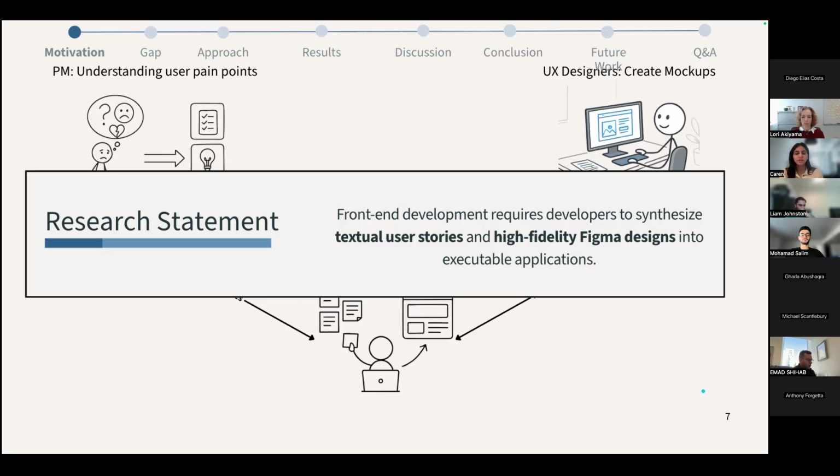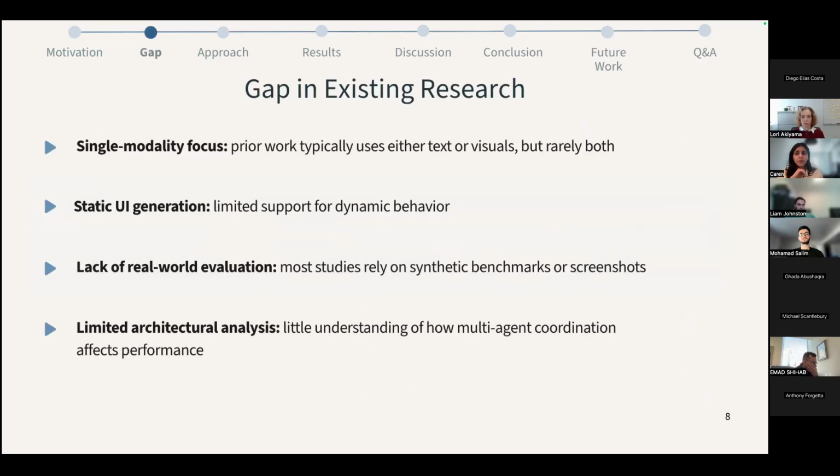Developers must mentally align these two modalities, the behavior and the appearance, while also resolving inconsistencies between them. As a result, this integration process is largely manual, time-consuming, and prone to errors. While this workflow is well understood in practice, existing research typically addresses only parts of it, and that brings us to the gaps in the existing research.